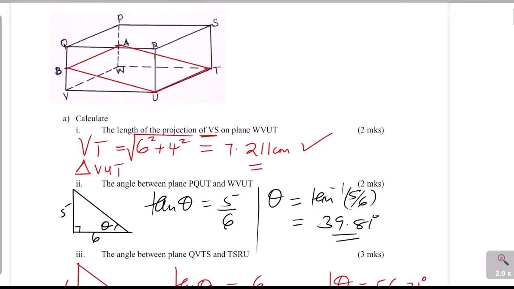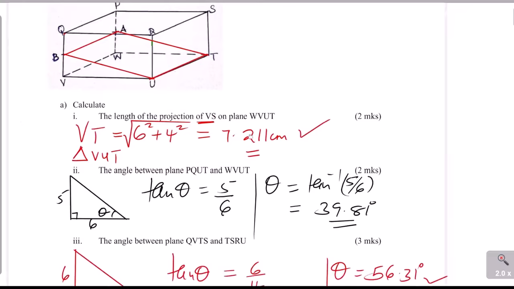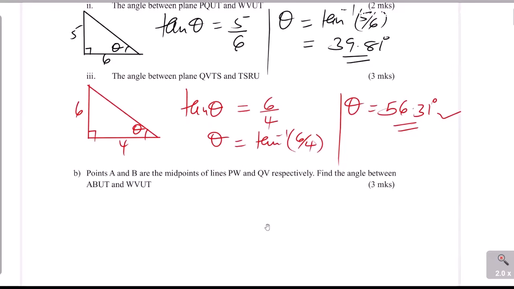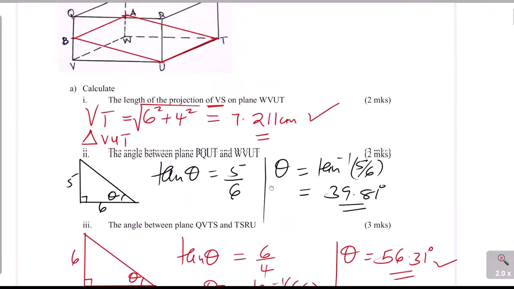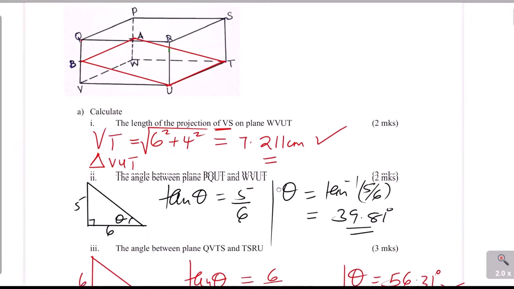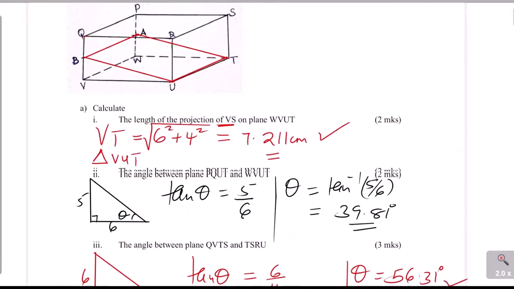That is a plane, ABUT, and WVUT, WVUT, WUVT. So that is the base. The base. So WVUT is here.